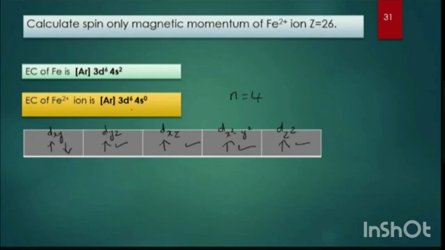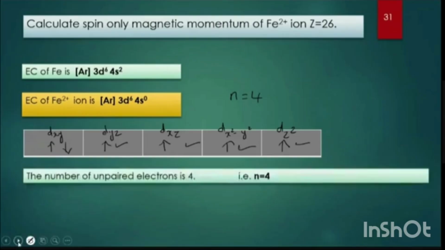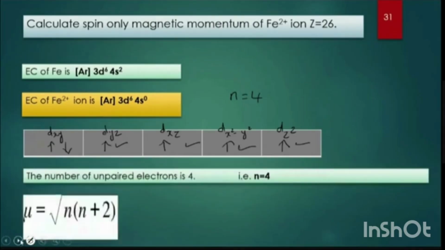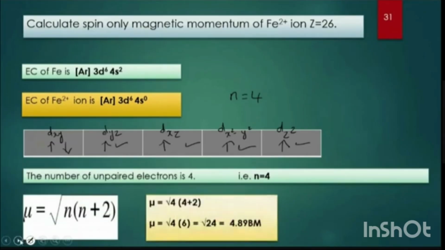So never, just by looking at 3d6, come to the conclusion that the n value is 6. No, you have to accommodate the electrons. Only then will you come to know. So the n value is 4 because there are 4 unpaired electrons here, and this is the formula, mu is equal to square root of n into n plus 2. If we substitute the n value here, we get 4.89 Bohr magneton as the answer. So this is important for 2 marks as well as for 1 mark. Sometimes just the formula alone will be asked for 1 mark, and most of the time they have asked questions on solving this kind of problem for 2 marks.